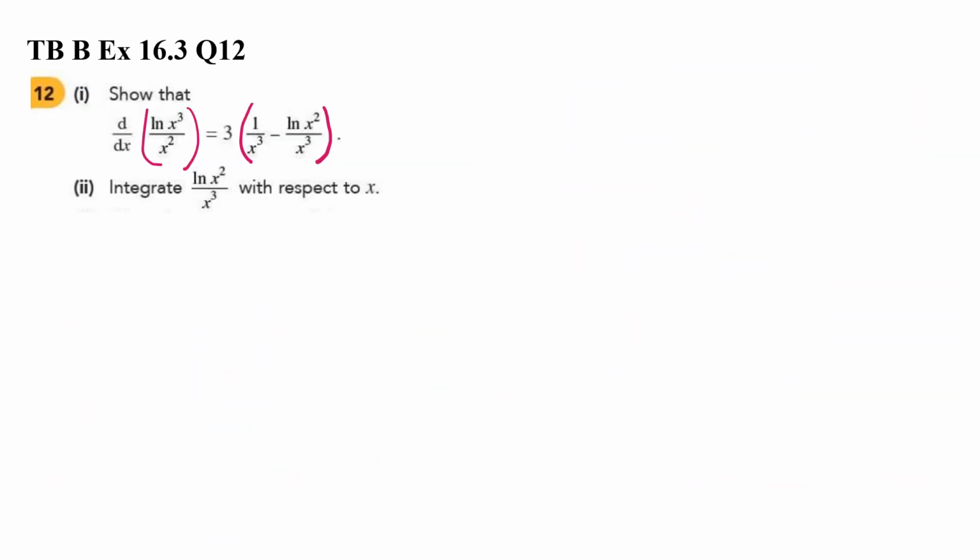Right, so question 12. If you're losing steam, take a break. This is the second last question. We're coming to the end very soon. So for 12i, this question is on differentiation and integration, because differentiation and integration are connected to each other. Usually they would test you first on differentiation, and then use what you have found to do some integration. So for the first part, we're going to use the quotient rule.